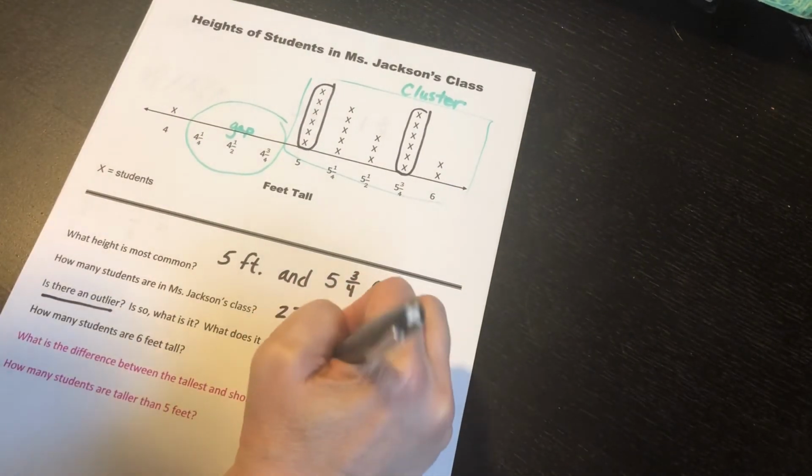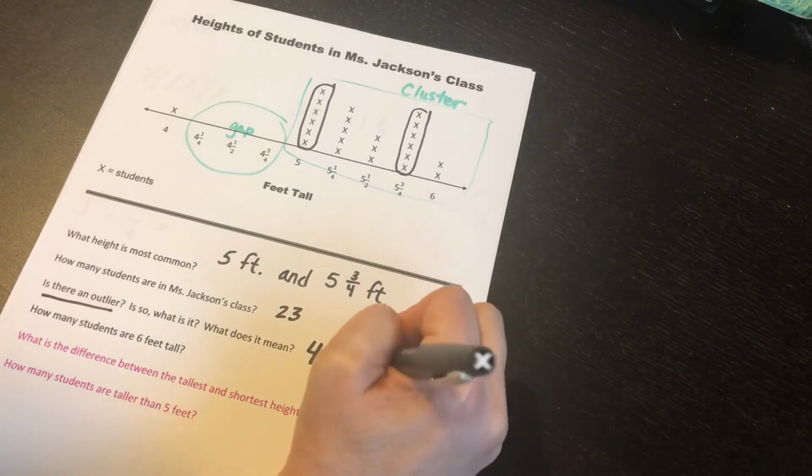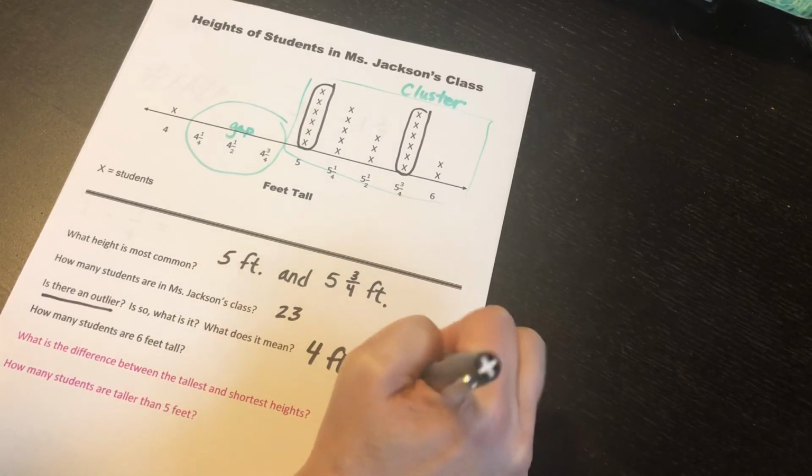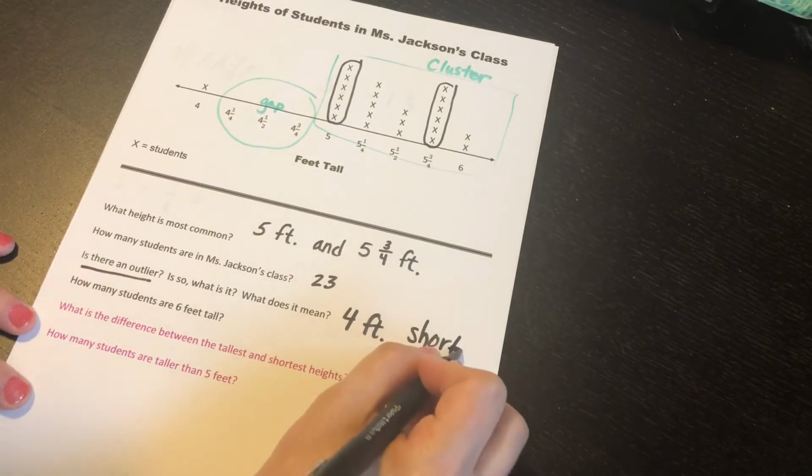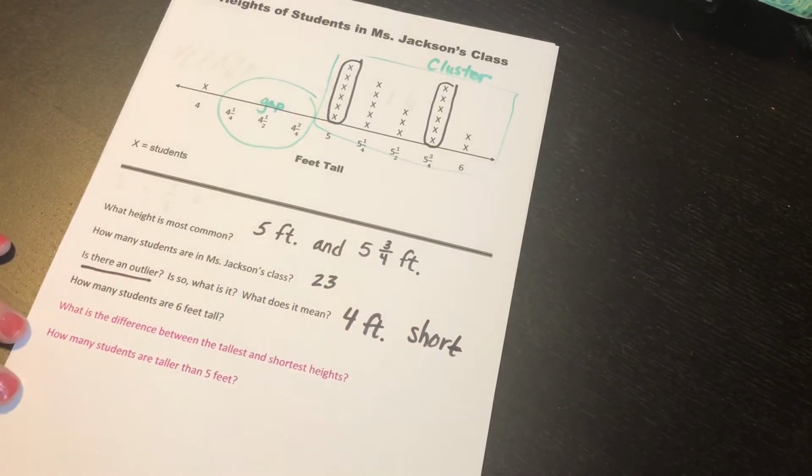So 4 feet is the outlier, and I think about the only way to describe it is this person happens to be short. And I can certainly relate to that. I was always the shortest person in my class all through school.